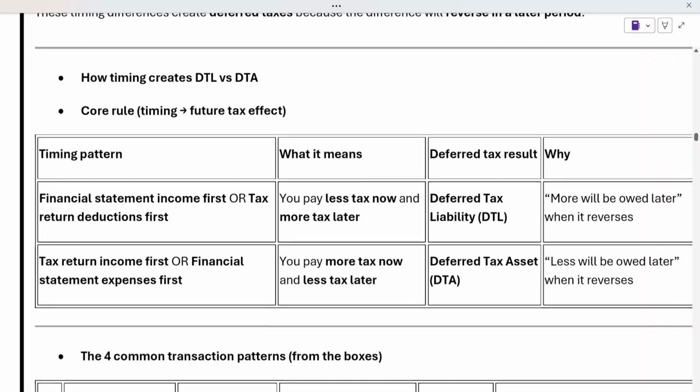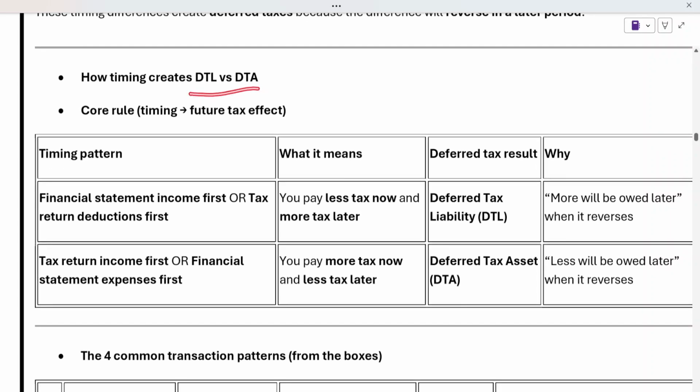Now how is this DTL and DTA created? You can simply see that in the financial statements income comes first, or in the tax return deduction comes first. What does this mean? You pay low taxes now and more taxes later. If you pay low tax now and pay more taxes later, then you need to create a deferred tax liability because in the future you need to pay more taxes.